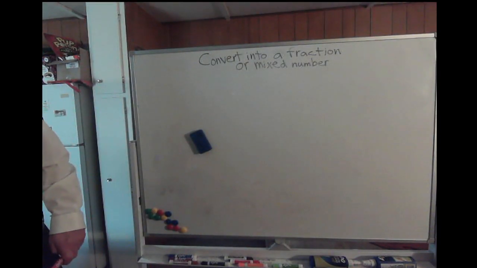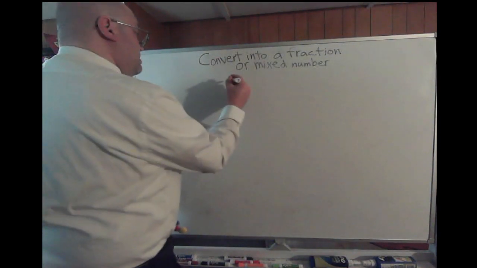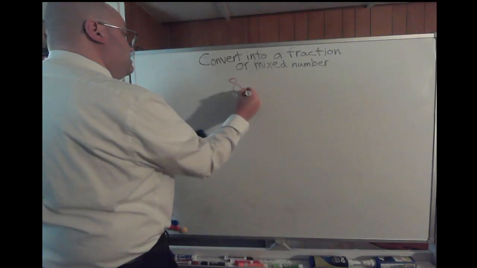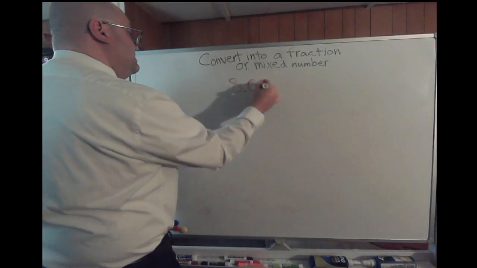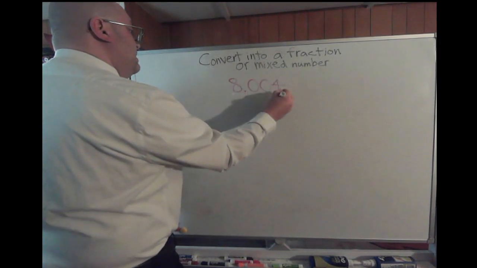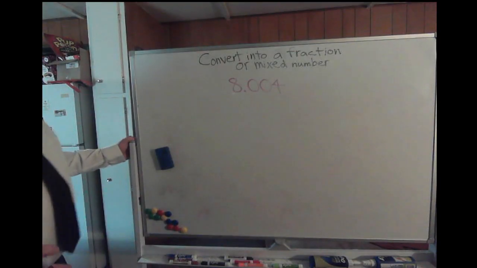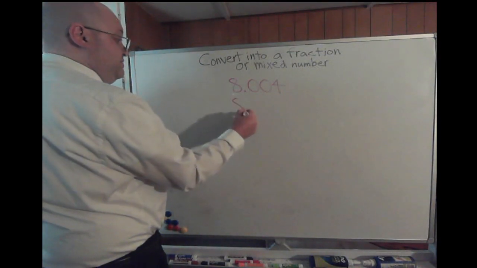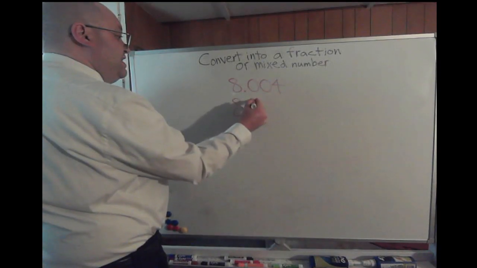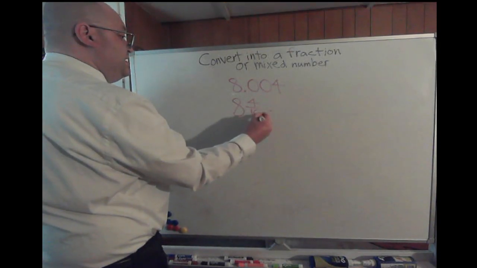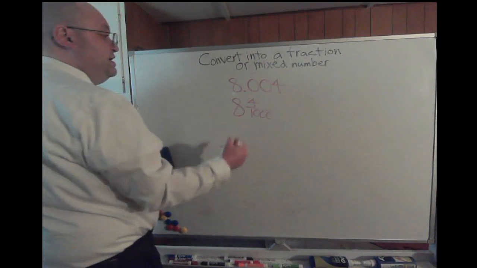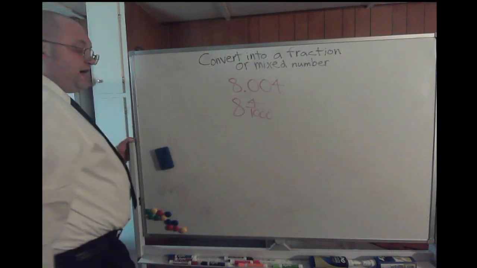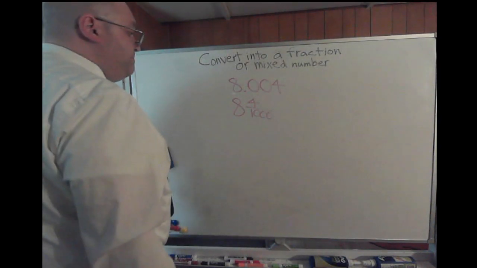Alright, then I got one more. We have 8.004. So we have 8.004. This can be read as 8 and 4 thousandths. So we'll have 8 and 4 thousandths. We'll write that as a fraction now. It's a decimal just written as a fraction, 8 and 4 thousandths.